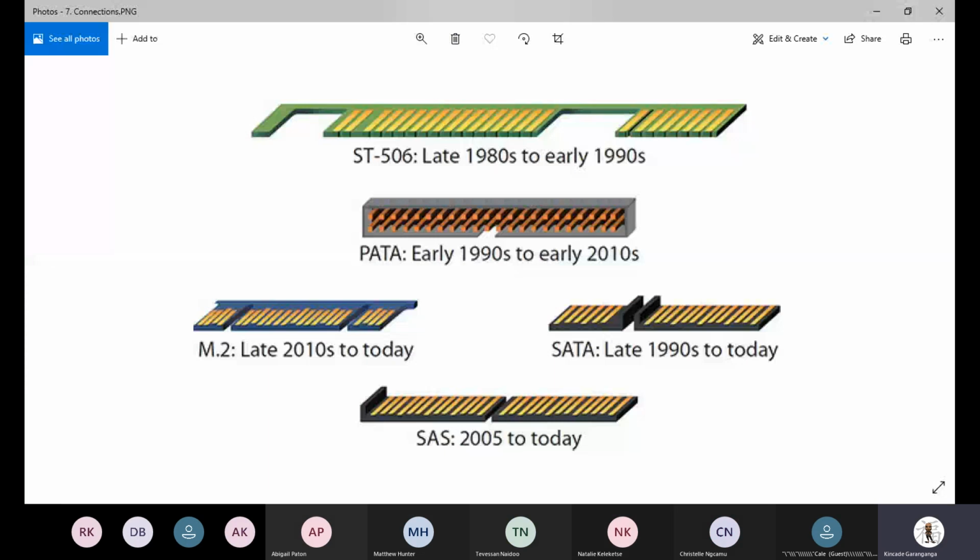So these are the typical types of connections associated with your hard disk drives. You had connections associated with the advent of hard drives in the early 80s to the early 90s. Then you had IDE conventions, or what they call parallel advanced technology attachment, in the early 90s to the early 2010s. And then the M.2 we were talking about a couple of seconds ago, and then serial advanced technology attachment, also known as SATA. And then you've got serial attached SCSI as well, from 2005 all the way to today.